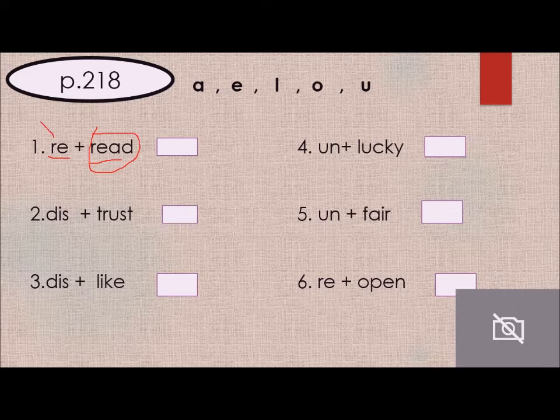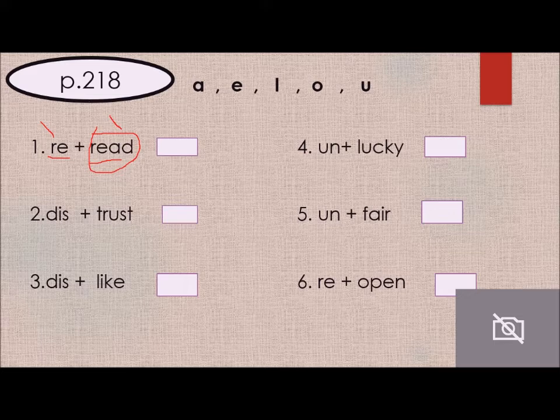Where can we find the second syllable in this word? Read, read. There are two vowels, E and A, but we are only hearing one syllable, which is E. Read, E, eat, read. So how many syllables are you hearing in read? Only one syllable, which is E. So how many syllables did we find? 1, 2.